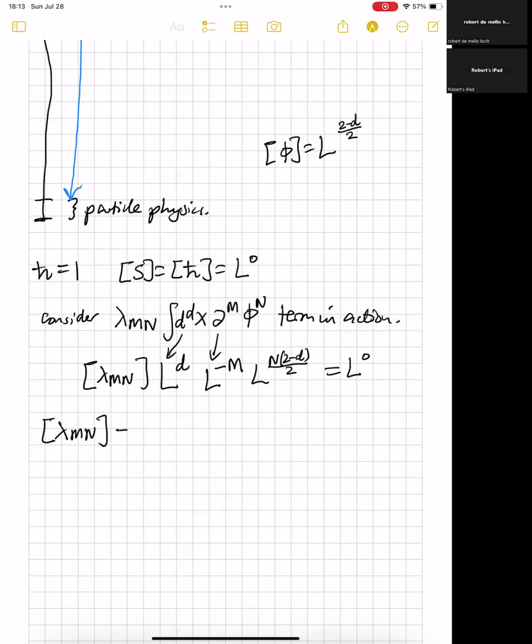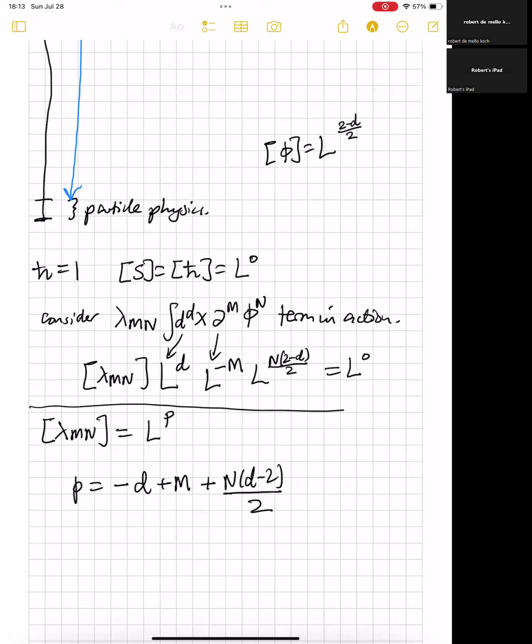So this equation tells us the dimension of lambda mn. Let's call this L to the p. And what is p? p will be equal to minus d plus m plus n times d minus 2 over 2. So that's the dimension of the coupling. Lambda mn is L to the p, and p is equal to minus d plus m plus n times d minus 2 over 2.